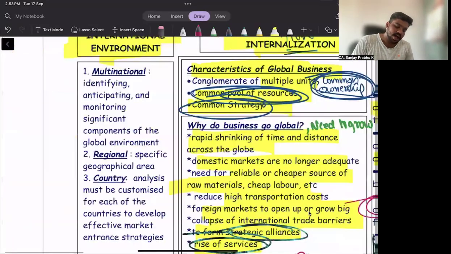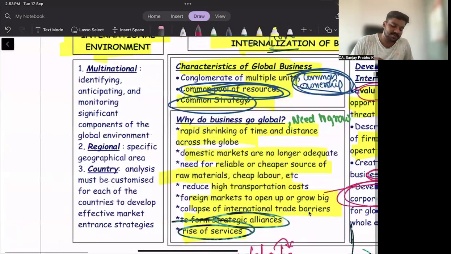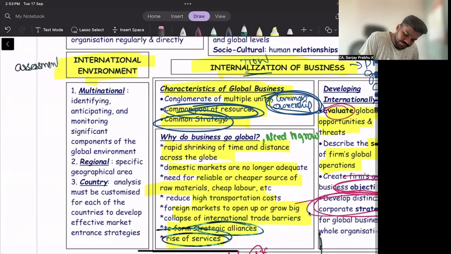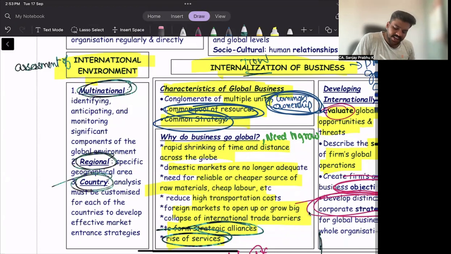Then comes a question called environmental assessment. Assessment of international environment. You can assess the international environment at three levels: multinational level, regional level, country level. Country level means you are performing the PESTLE analysis of each country.